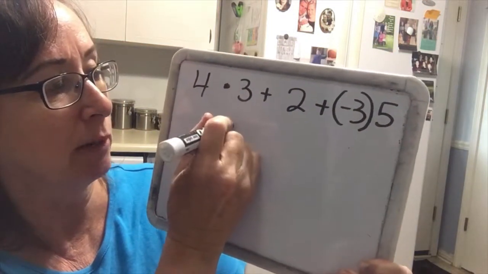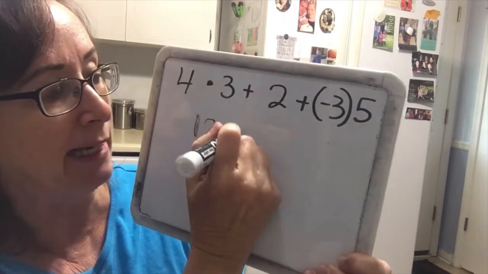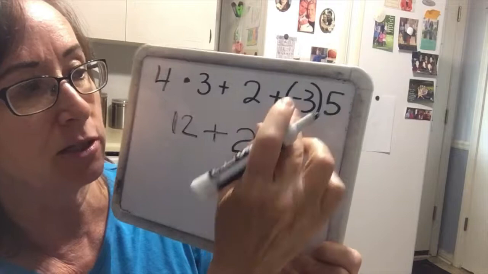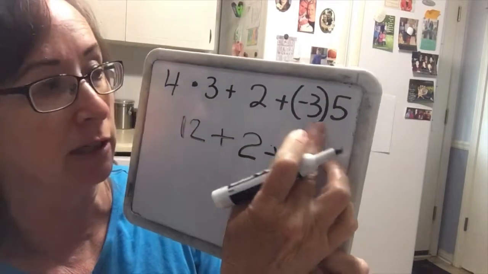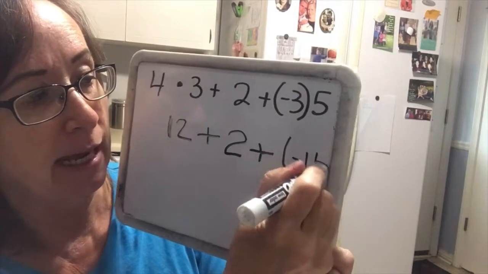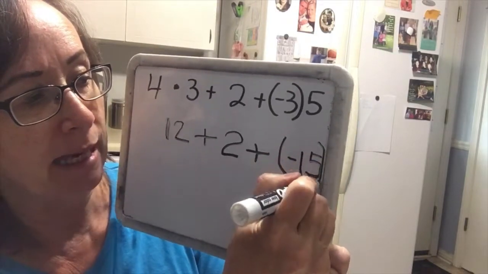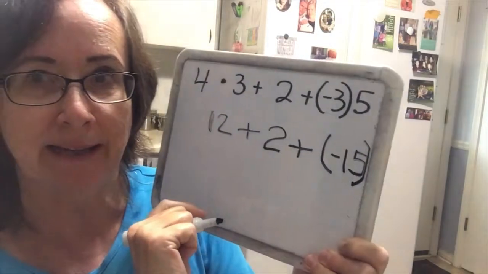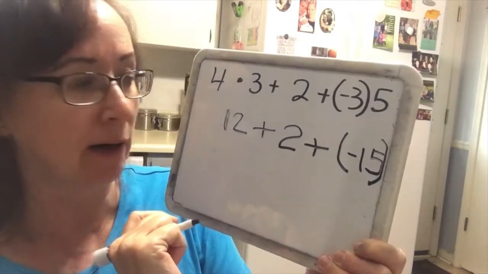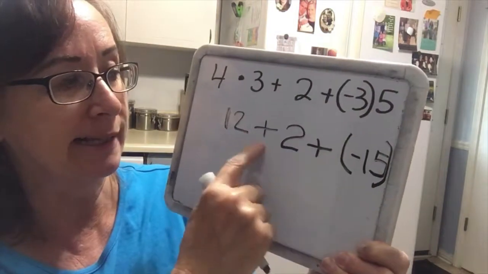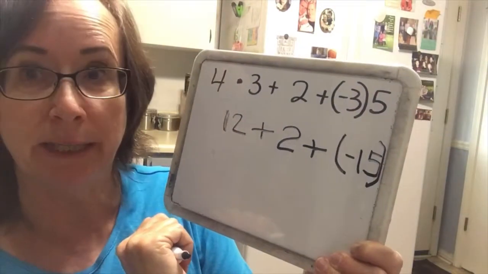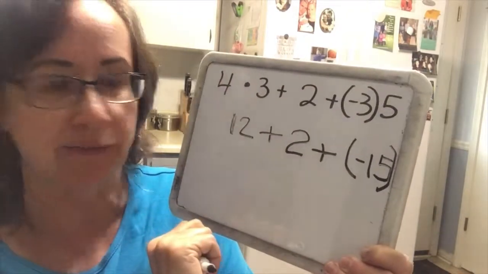And then once I write down the 12, I will write down the rest of the problem until I get to the next multiplication. Negative 3 times 5 is negative 15. Now I'm going to put it in a parenthesis because I already had put that plus sign there and I don't want to get confused. So now we're ready to do our addition. Remember, since everything is written as addition, it is commutative and we could do it in any order, but let's just do it left to right.